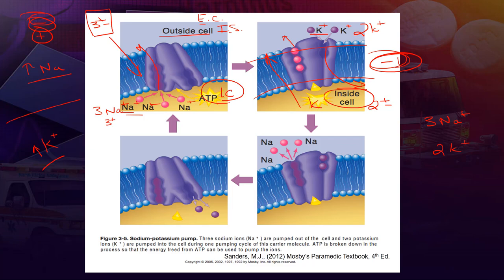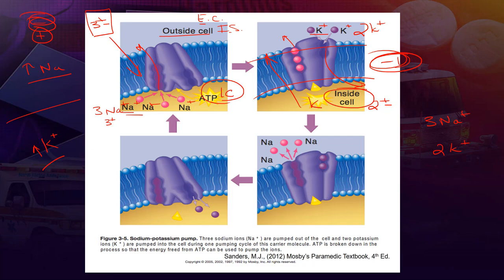So let's restate that. Our sodium potassium pump works in a way in which three sodium ions are pumped to the outside of the cell from inside, and two potassium ions are pumped from the outside of the cell to the inside. There's more sodium built up on the outside of the cell than on the inside. There's more potassium on the inside of the cell than on the outside. And there's a net difference of one negative charge.